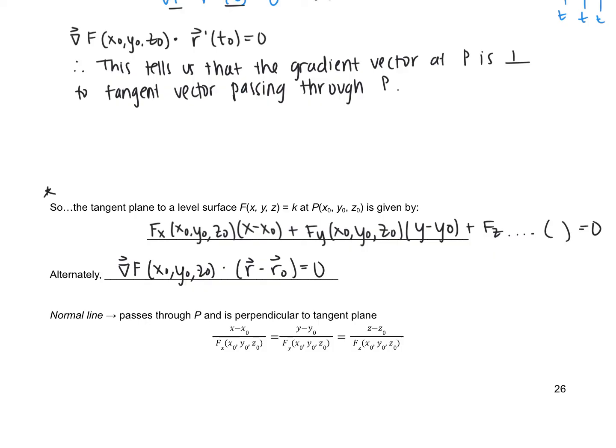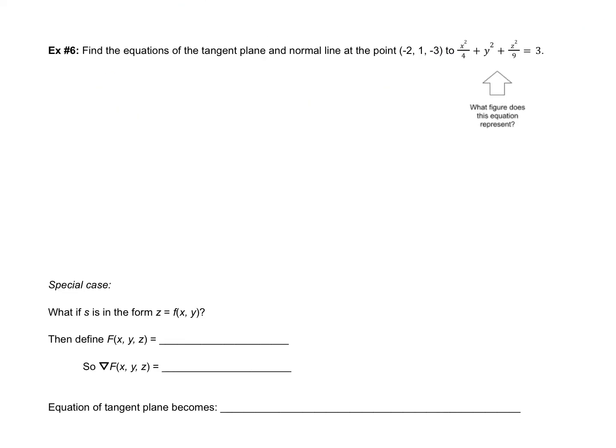Okay, so I know this has been a long video, but we have one last example to practice this tangent plane and normal line, and then we will be done. Find the equations of the tangent plane and normal line at that point to that figure. First thing, just a quick throwback, what does this figure represent? Hopefully we remember that this is an ellipsoid. It's like a 3D ellipse.